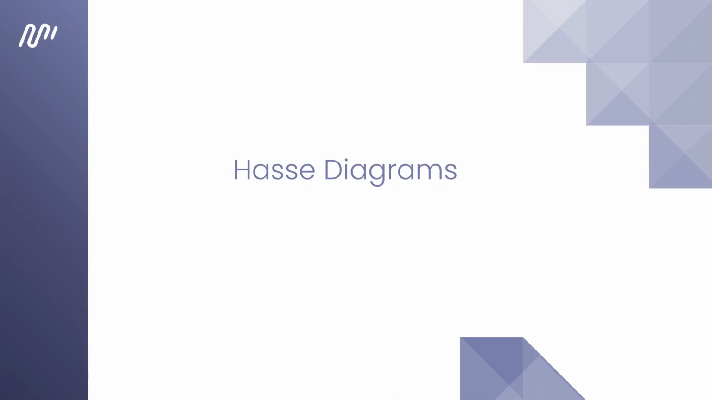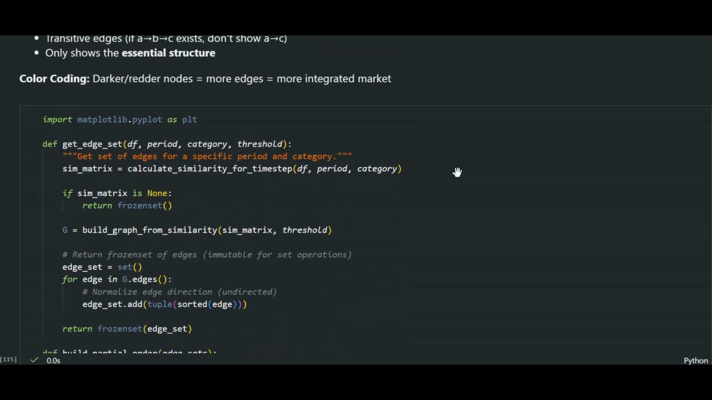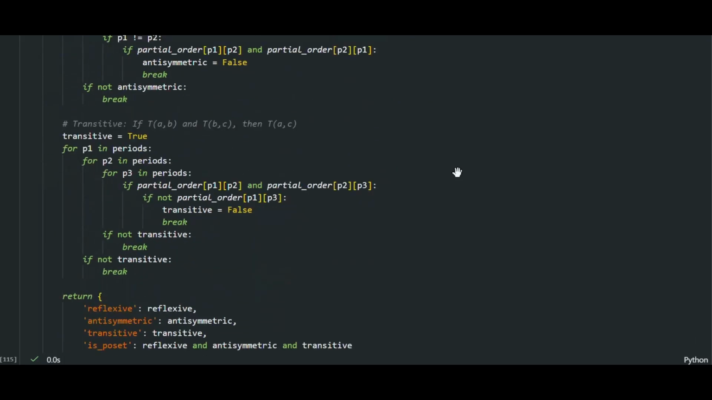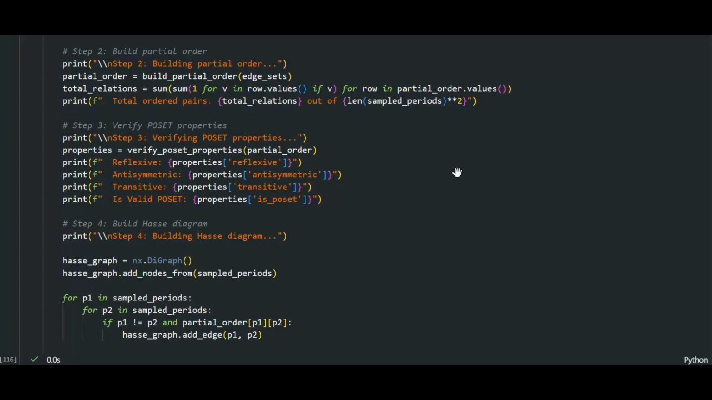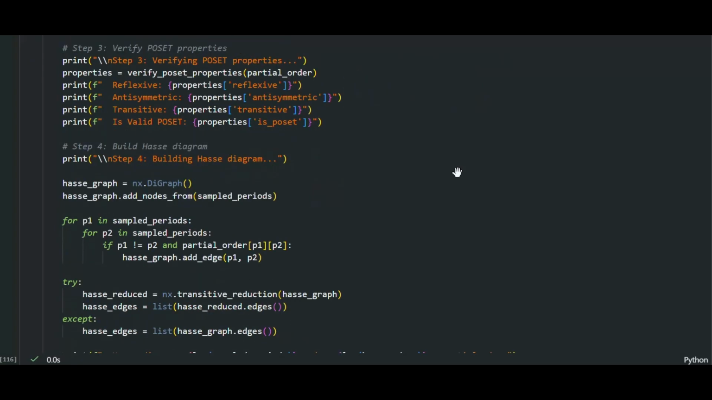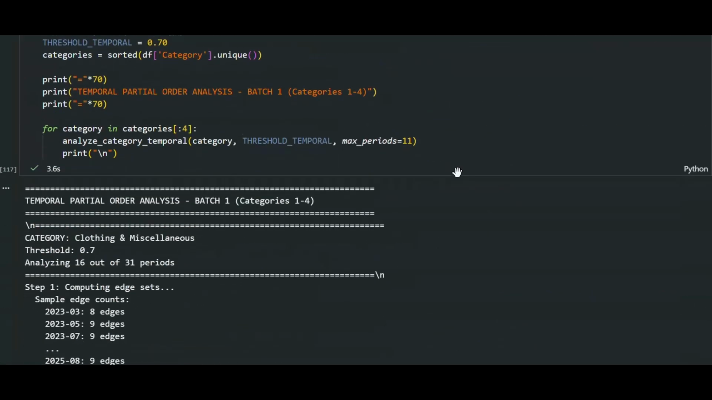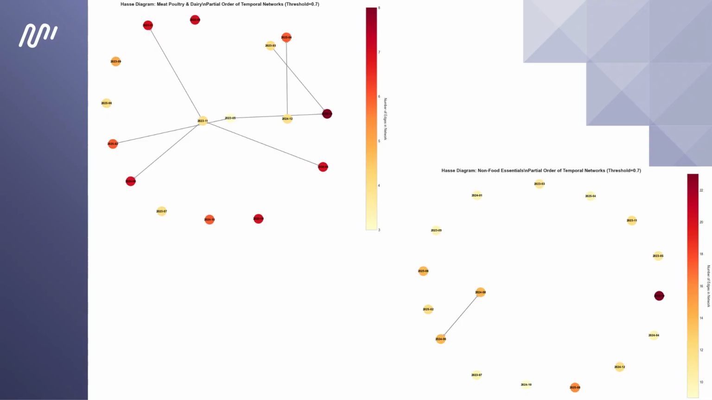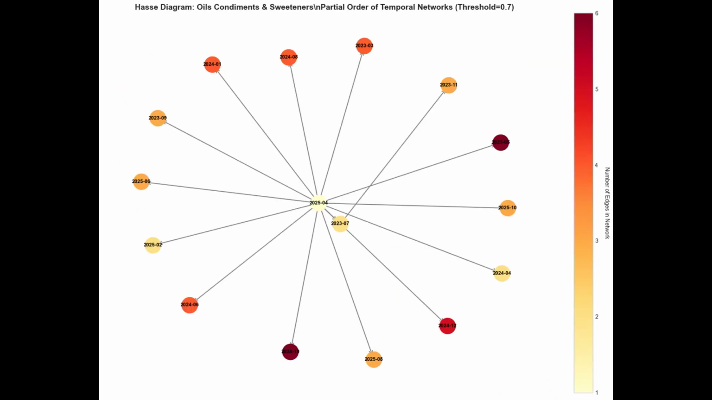Now let's look at our discrete math application, Hasse diagrams showing temporal partial orders. For each category, we compare edge sets across time periods. If the edges at time t1 are a subset of the edges at time t2, we have a partial order relation. The Hasse diagram is a transitive reduction. We remove redundant edges to show only the essential ordering relationships. This verifies our network satisfies POSET properties, which are reflexivity, antisymmetry, and transitivity.